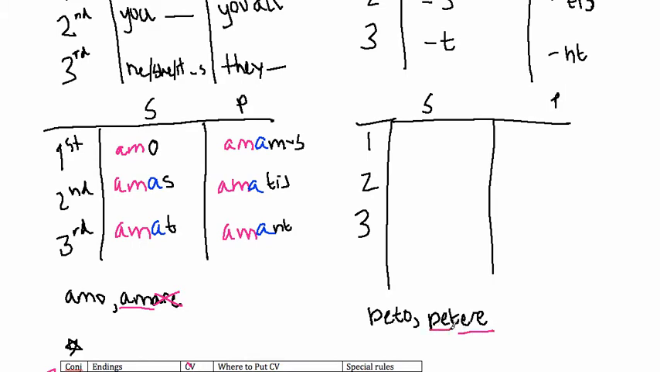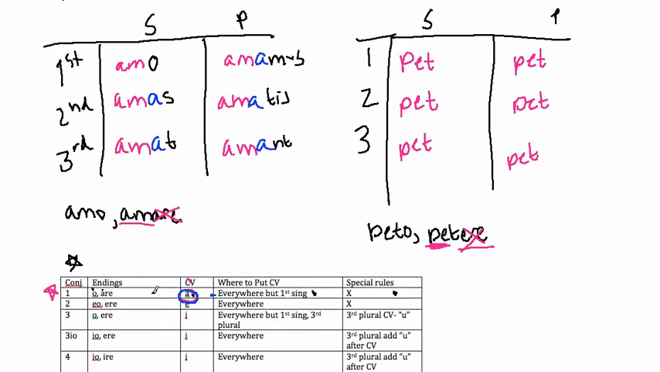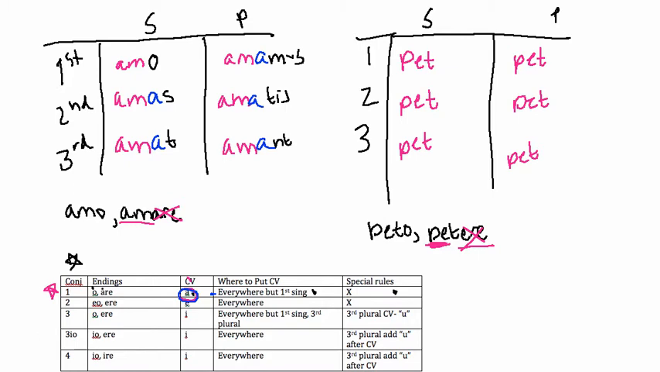Peto, petere. And we're going to cross off our last 3 letters, and we get our stem. And I'm doing 2 verbs just so that you get a feel for how to use the chart. And again, we're just going to go ahead and put down our stem, all the spaces. And we're going to look to our chart, find third conjugation, o, ere. That checks out. Yes, it's o, ere. And then we see our connecting vowel is I, and we put it everywhere but first singular and third plural. So let's do that.